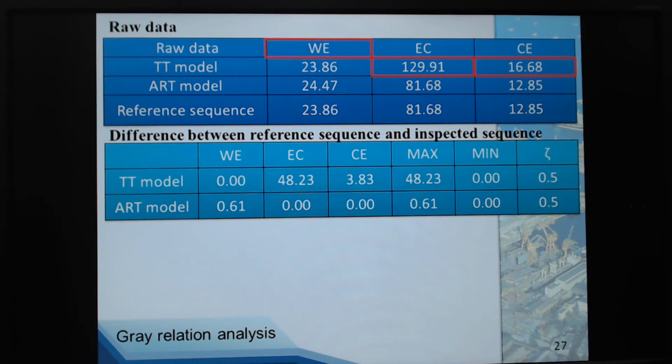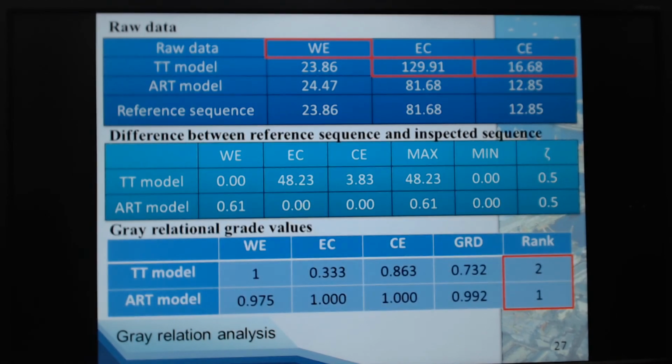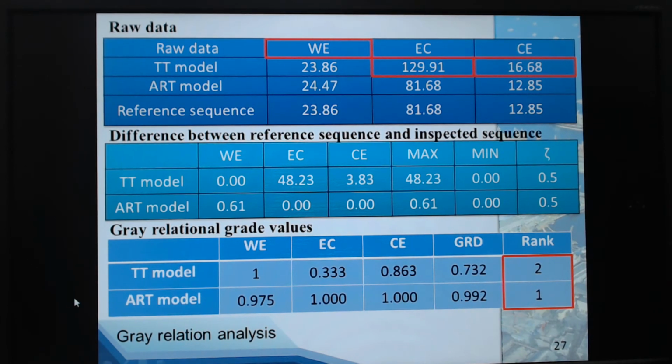Okay, we also use the data to calculate for TT and ART, so you can find out our TT model is, and use the GRA to calculate and find out ART is number 1, TT is number 2.